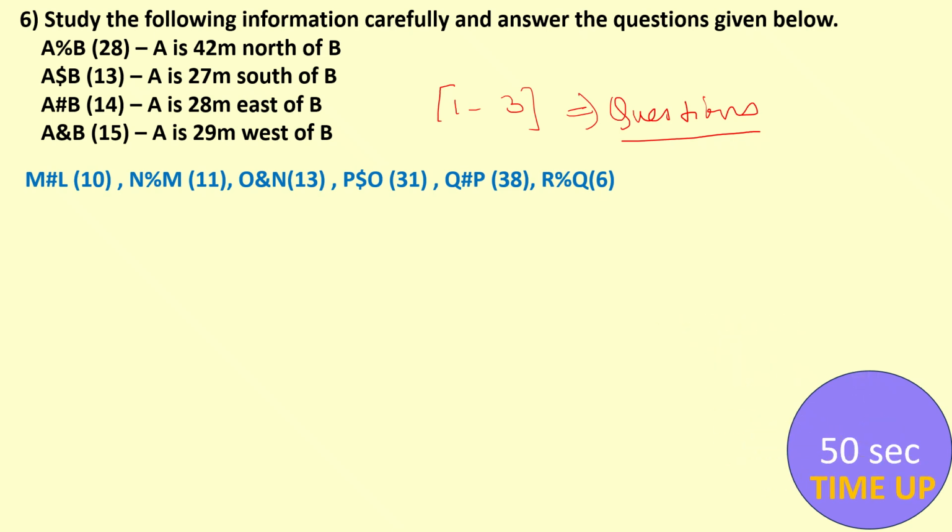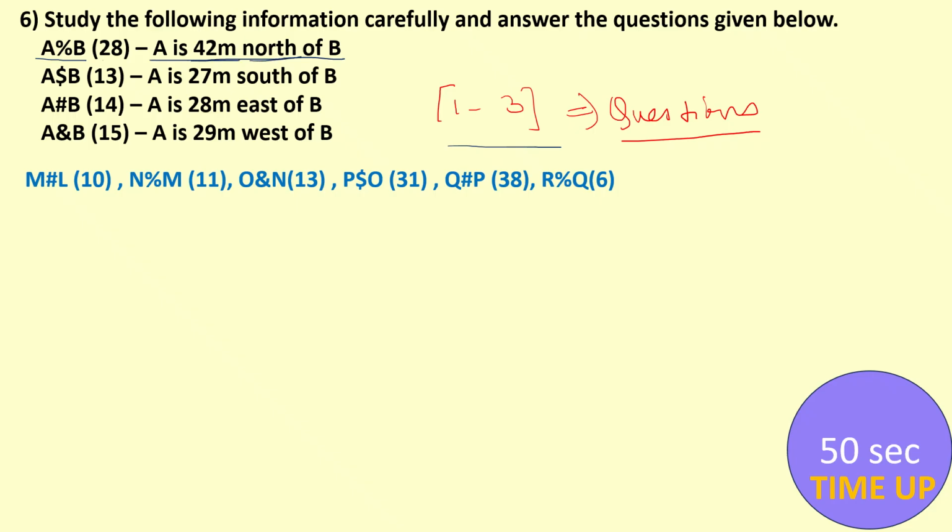Okay, time up students. Study the following information carefully and answer the questions given below. Three questions are there, we'll see that. But first, what they have said: A person B means A is 42 meter north of B. As you can see, here direction is also given and distance is also given.